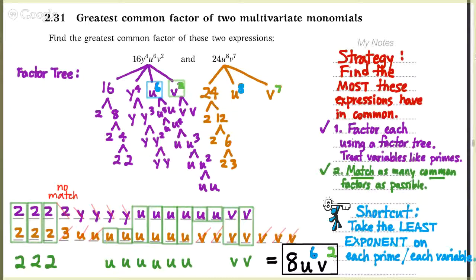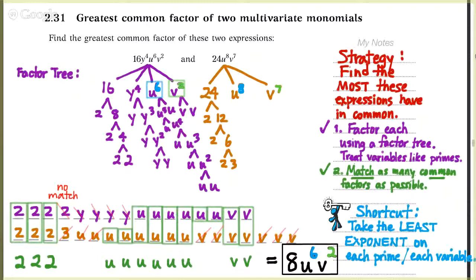But once we've decided on the numerical coefficient of the GCF, the greatest common factor, then to figure out what the variable factors should be, just take the lesser exponent on each variable. So the lesser exponent on the u's will give us u to the 6th. The lesser exponent on the v's will give us v squared.